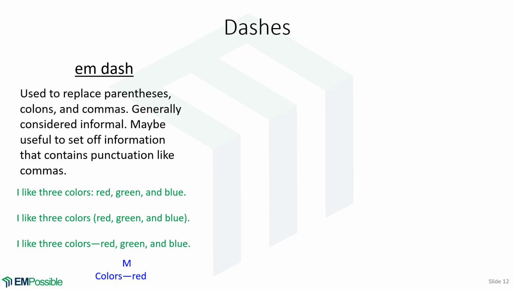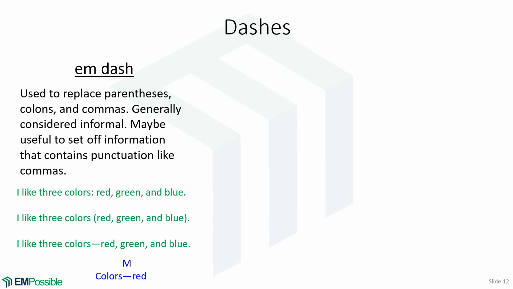Dashes. Did you know there are 3 kinds of dashes? Two are very common. The third, you might see more if you do legal documents. The first is called an EM dash, so letter M. The reason it's called a letter M, if you look at the bottom here, I'm showing an EM dash. It has the same width as the letter M. So the EM dash is a somewhat informal way of replacing something like parentheses or colons or commas and gives some kind of pause or separation to a sentence.